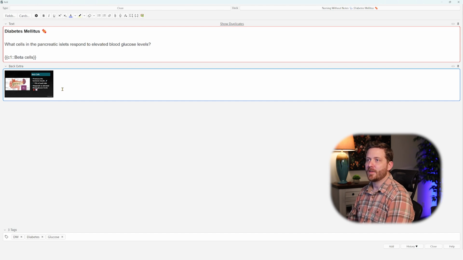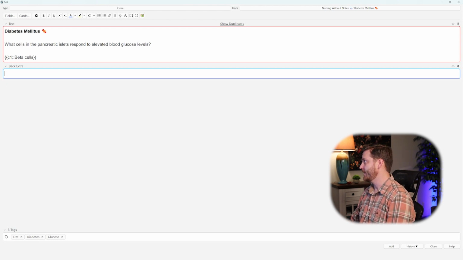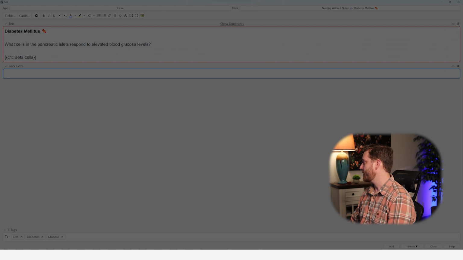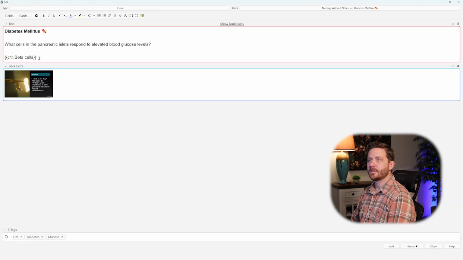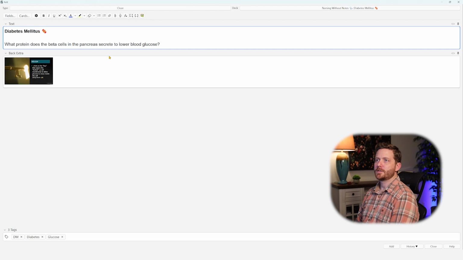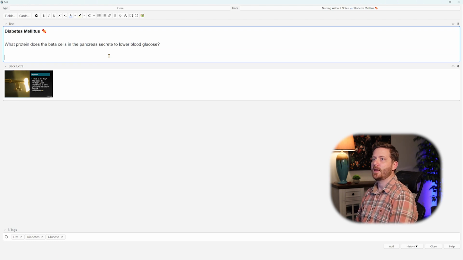Now you'll see down here, this leaves the picture here as well, and that's in case you want to make multiple cards having that same picture on the backside. I'm going to take that out and then get a screenshot of our insulin. So what protein do the beta cells in the pancreas secrete to lower blood glucose? And that is insulin. Go ahead and double click that, add that card in.